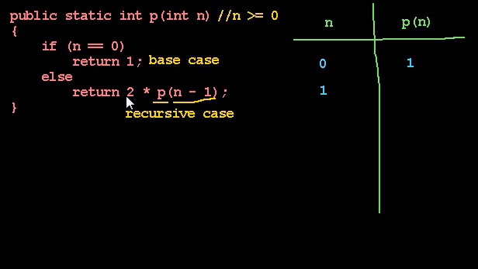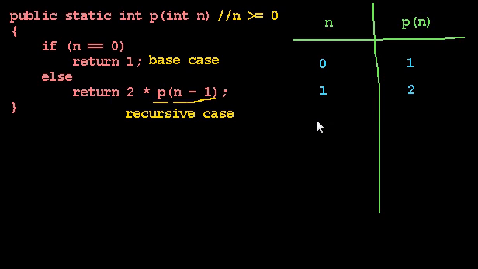Okay, so I'm supposed to return 2 times p of n minus 1. Well, what is n? n is 1. 1 minus 1 is 0. I knew it would be. P of 0, I don't have to work out what p of 0 is because I wrote it down. P of 0 is 1. So 2 times 1, which is 2.